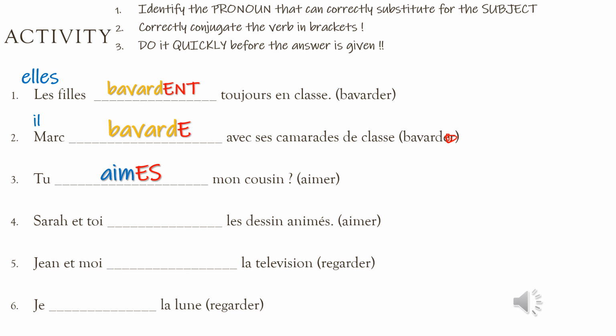Numéro 4. Pronoun. You know, feel free to pause at any time and do it yourself. Let's go. Gotta be quick. Okay. Ensuite. Number 5. Verb. Number 6. Pronoun is given. What is the verb? Let's go. Sorry, désolé. There we go.